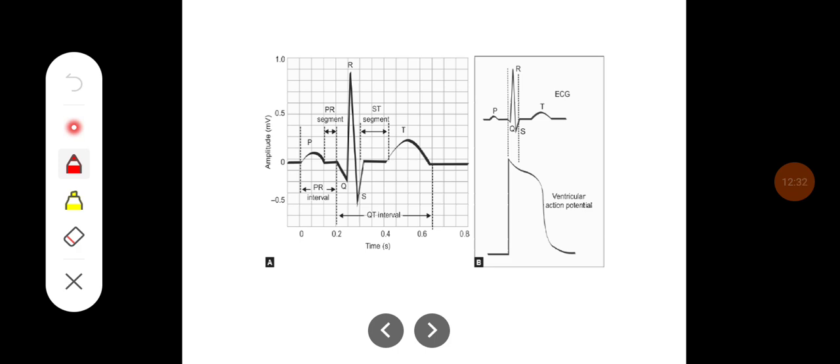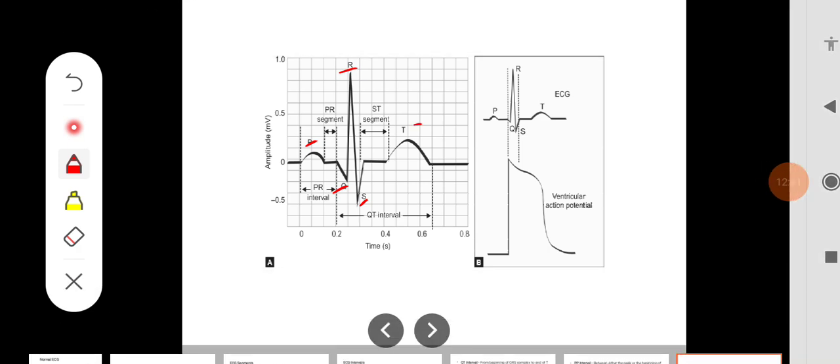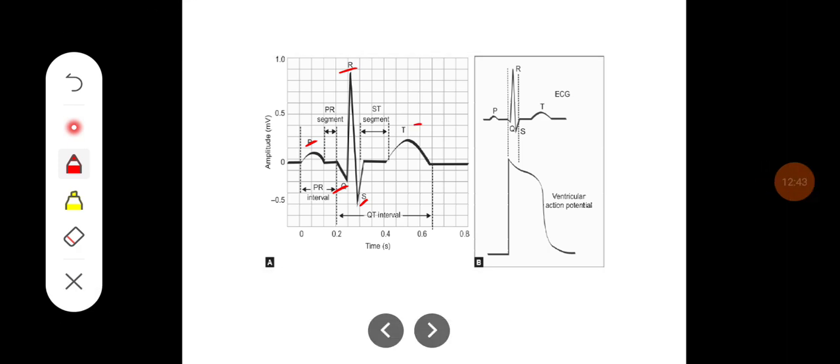So this is the diagram showing different waveforms of ECG. You can see P wave, QRS complex, T wave, and U wave. And there are different segments, that are PR segment and ST segment, and there can be different intervals such as PR interval and QT interval.